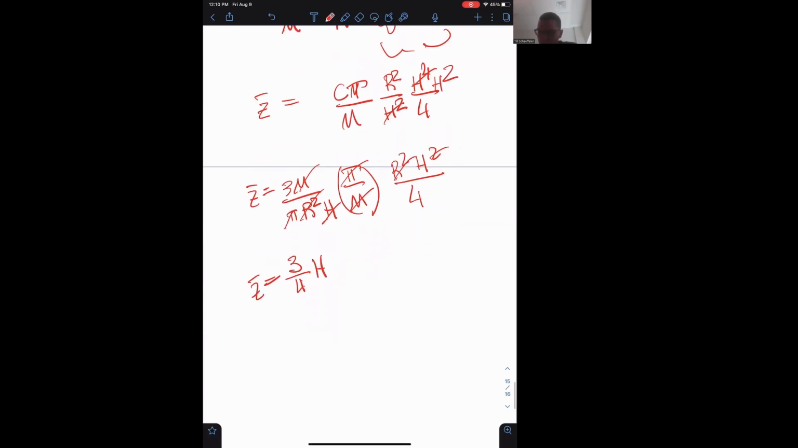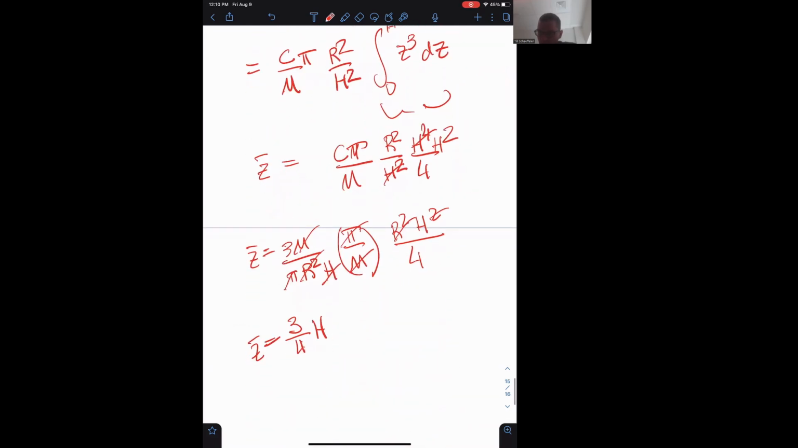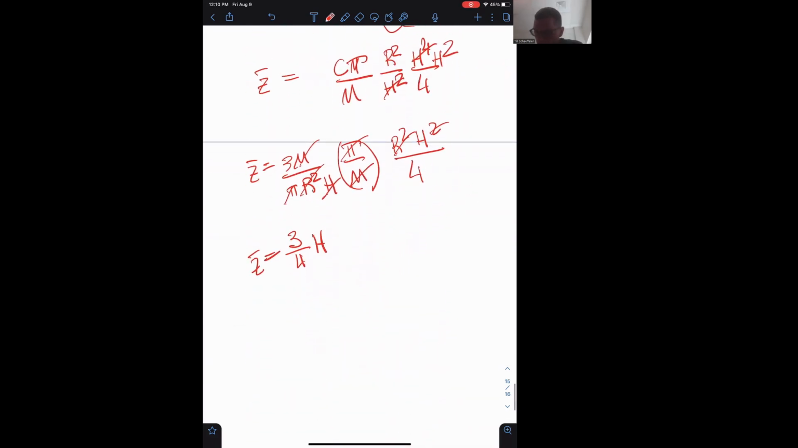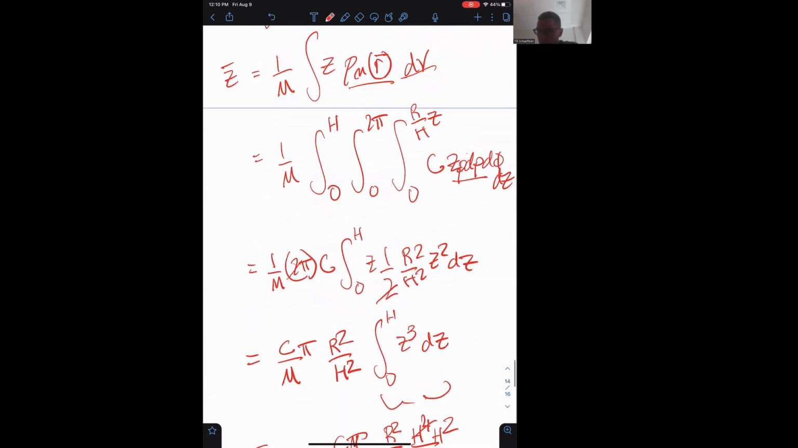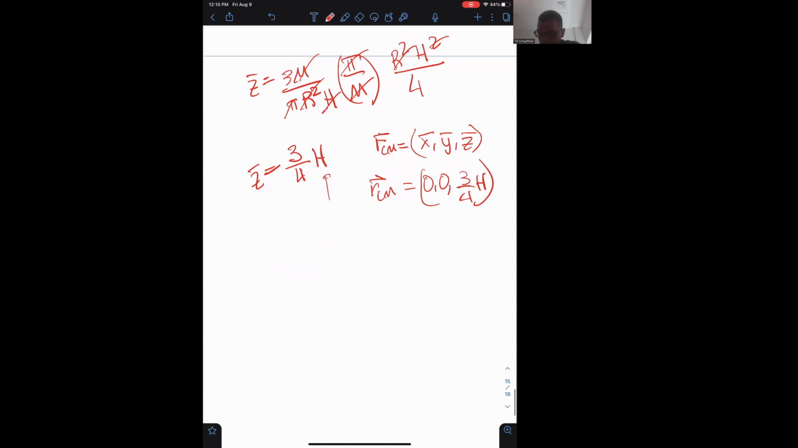Okay, so what does that mean? That means that we have all 3 coordinates now. So we have r center of mass is equal to x, y, z, which is equal to 0, 0, 3/4 h. Now, this already looks good because this has units of length, which is good because otherwise it wouldn't make any sense.